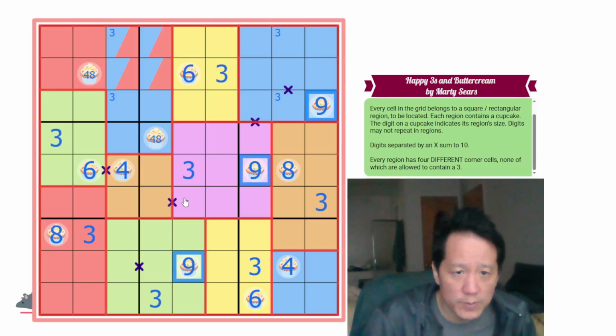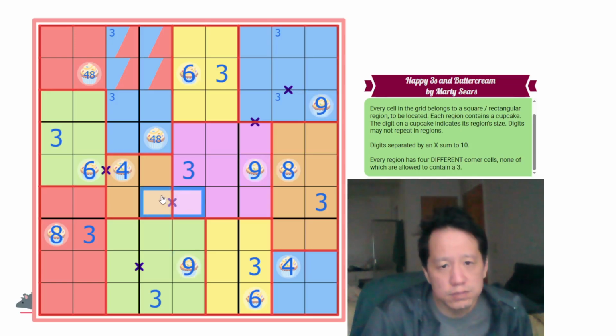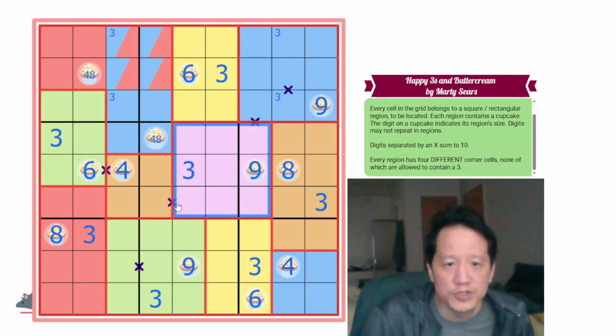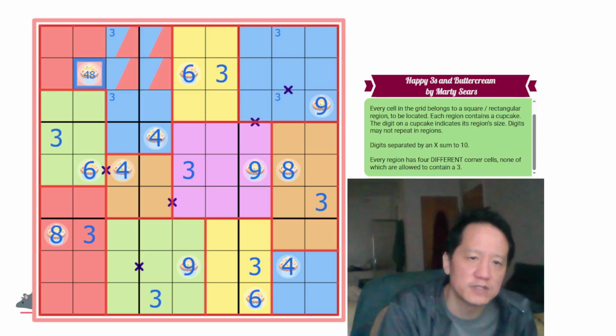Let's see. 8 has to be, okay. This purple cell has to have an 8. 8 cannot be here because of the 8 in this box. So 8 has to be one of these, which means this cannot be 8. So therefore this is a 4, which makes this an 8.